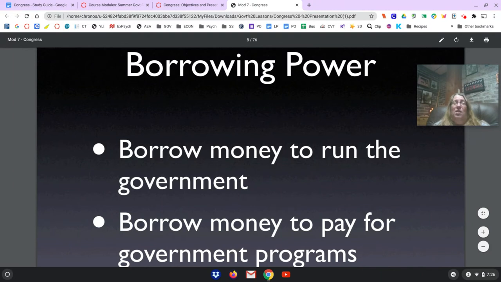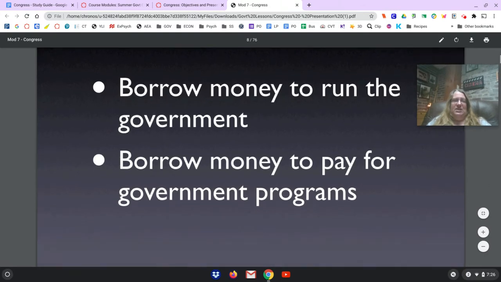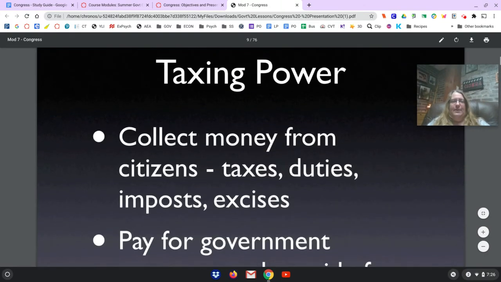As a country, we are currently at 27 trillion for borrowing money. So that's one of the reasons why we study government, because it's really expensive. And we as taxpayers, we're going to have to pay back that borrowed money. But it is very specific in the Constitution that government can borrow money so they can pay for programs that government needs to run what people have demanded.